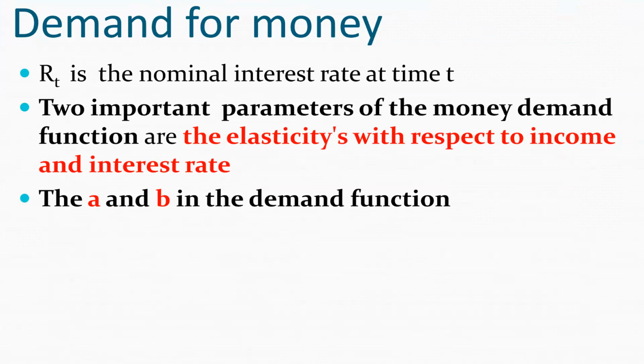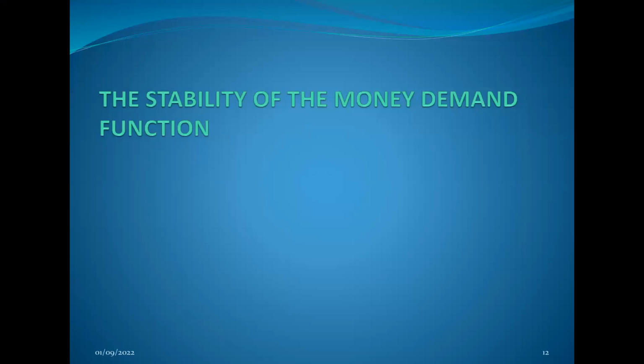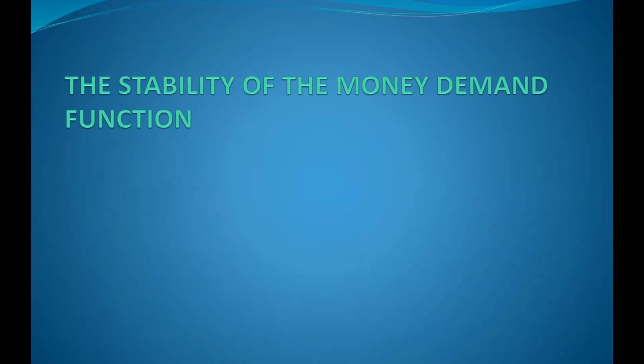So you can see that the most important parameters of the demand for money function are the elasticity with respect to income, that is the income elasticity, and the interest rate. Those are the two most important parameters in the demand for money. Okay? Any question? Are we following, or am I speeding up?